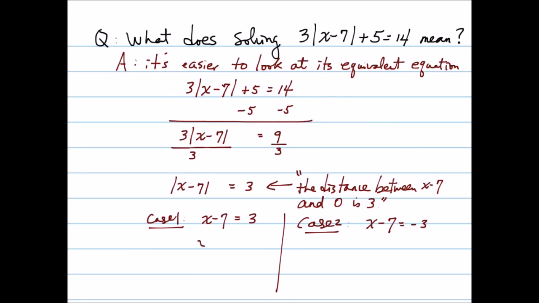So in case 1, just add 7 to both sides, we get x equals 10. In case 2, we add 7 to both sides to get x equals 4. These are connected by an OR statement, because it could be either 10 or 4. A point cannot be simultaneously 10 and 4 at one time, so it has to be connected by an OR statement. So the solution to this equation that involves absolute value would be, in set builder notation, the set of all x such that x is 10 or x is 4.